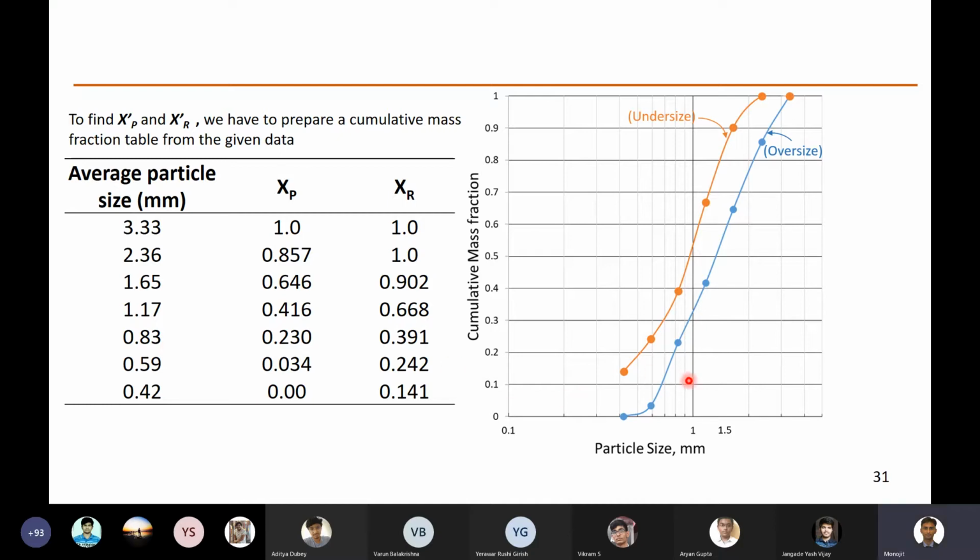One is for the undersize and one is for the oversize. And oversize is what? Oversize is our product here, and undersize is our reject here, right? So this one corresponds to this graph, and this one corresponds to this blue graph.